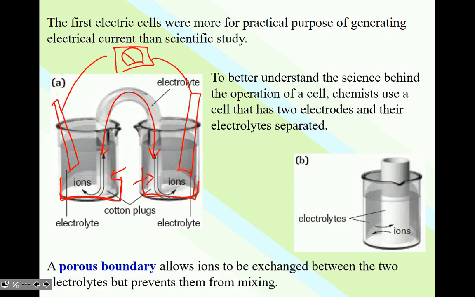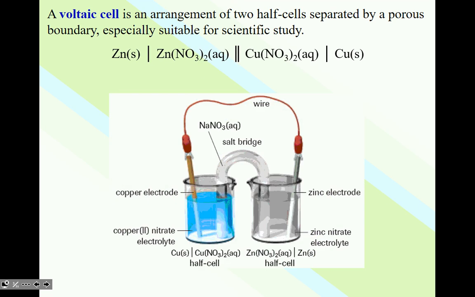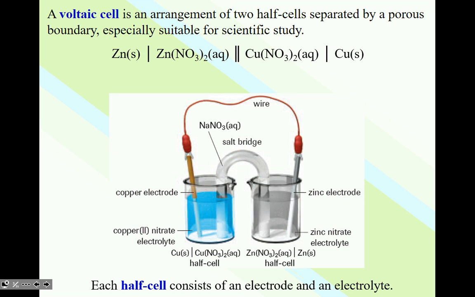They also look like this, where you have this thing called a porous cup. This porous cup also has an electrolyte in it. It is opaque white, and you have a beaker with an electrolyte as well. These two are pretty much the same, except they look different. It's just a different apparatus. A porous boundary allows ions to exchange between the two electrolytes, but prevents them from mixing. So this porous cup actually allows ions in and out. A voltaic cell is an arrangement of two half cells separated by a porous boundary, especially suitable for scientific study.